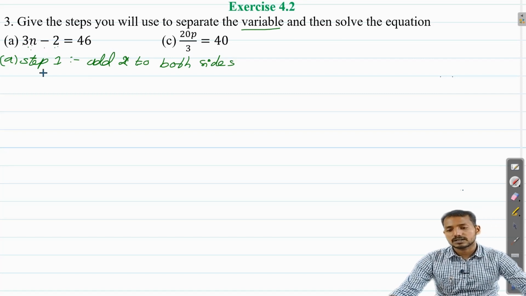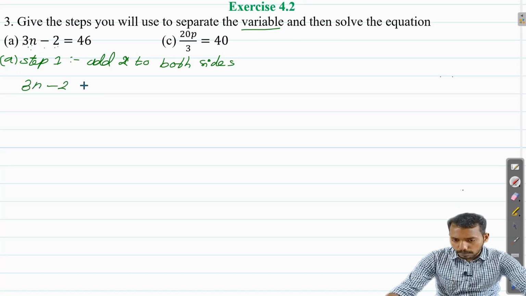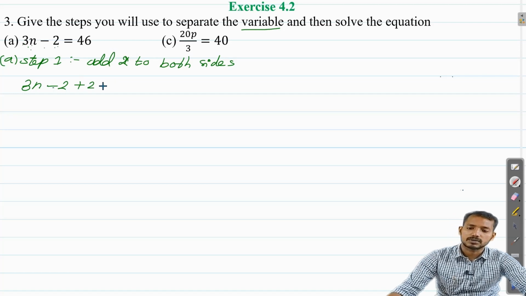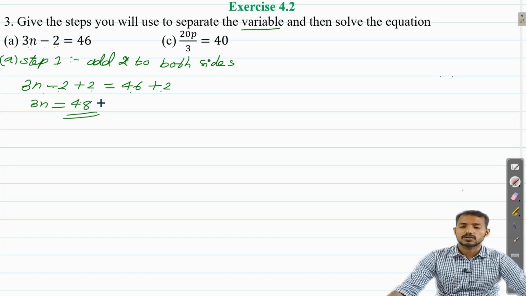So just to proceed with step 1 in this equation, we will get 3n minus 2 plus 2, to remove this minus 2, which is equal to 46 plus 2. On both sides we added 2. So minus 2 plus 2 is 0, so no need to mention that one. That is eliminated. 46 plus 2 is equal to 48. Now see, this is also not the solution. 3n is equal to 48.